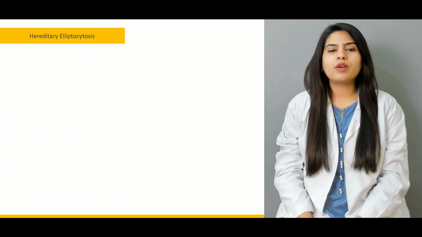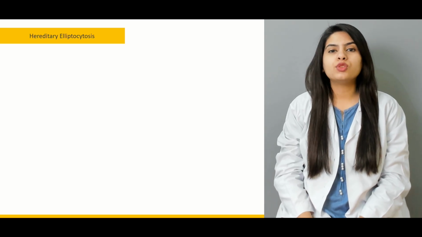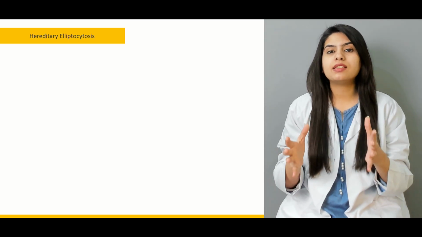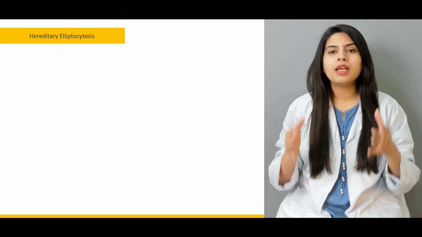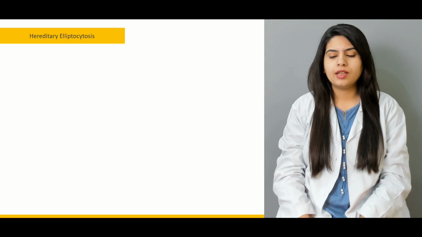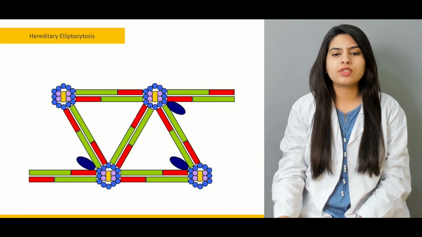Now let's talk about hereditary elliptocytosis. As I have told you, in elliptocytosis there is the formation of elliptocytes, that are red blood cells that are more elliptical in shape as compared to the regular biconcave disc-shaped cell. So let's see what happened in case of hereditary elliptocytosis.